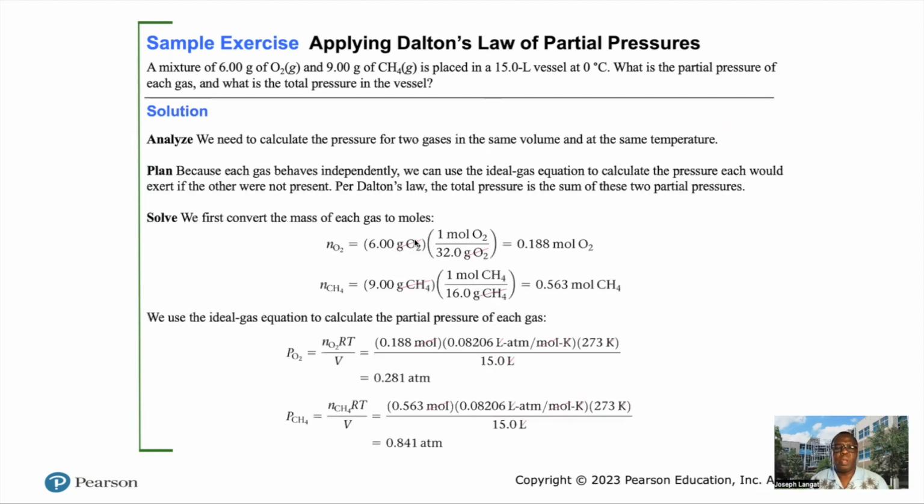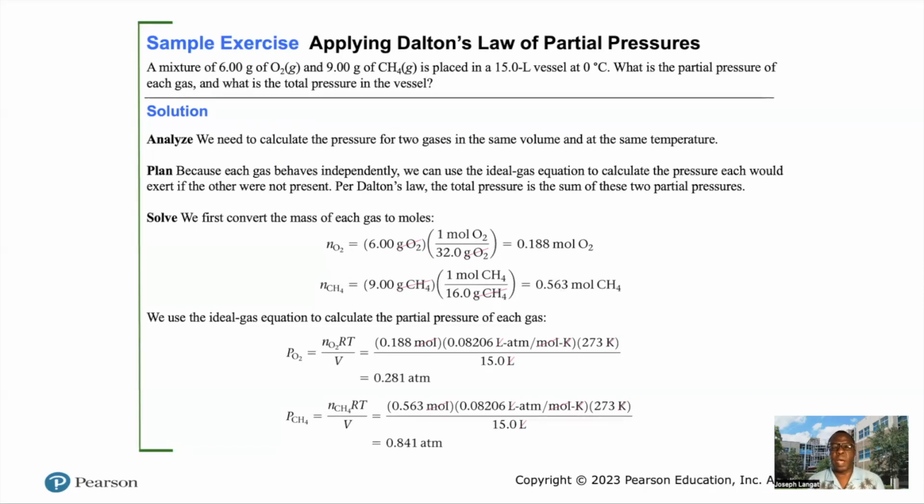First of all, you need to find the number of moles of each gas, oxygen gas and methane gas. The molar mass here is 32. A mistake students make is assuming it is the oxygen atom and using 16 from the periodic table. Oxygen gas is diatomic, so we need to use 32.00, and this is the number of moles of oxygen gas. Likewise for methane, using the periodic table, one carbon and four hydrogen. These are the number of moles of each gas.